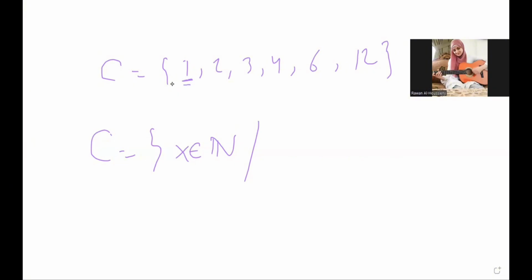Just to remind you what a prime number means: they are the numbers that have two divisors, 1 and itself. Many people make mistakes with 1 and think it is a prime number, but 1 has only one divisor. 1 divided by 1 equals 1. So it has one divisor, so it's not a prime number. So C is not the prime number set.